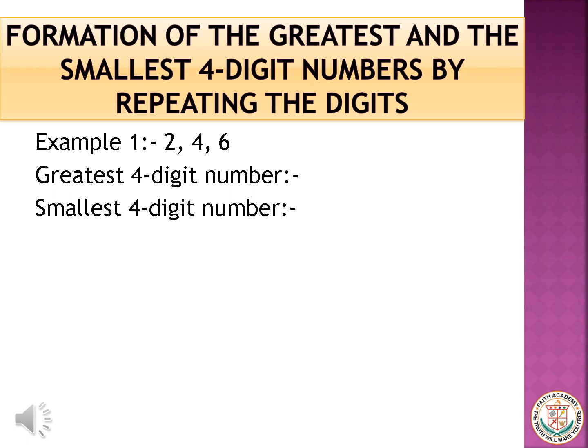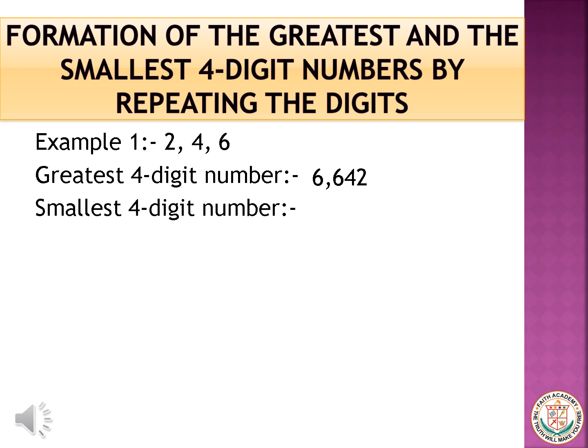So how can we do that? In this case, we are talking about the greatest 4-digit number. So we will repeat the greatest digit twice. That is, 6 will be placed in the thousands place. Again, 6 will be placed in the hundreds place, 4 in the tens place and 2 in the ones place. And so our greatest 4-digit number becomes 6642.